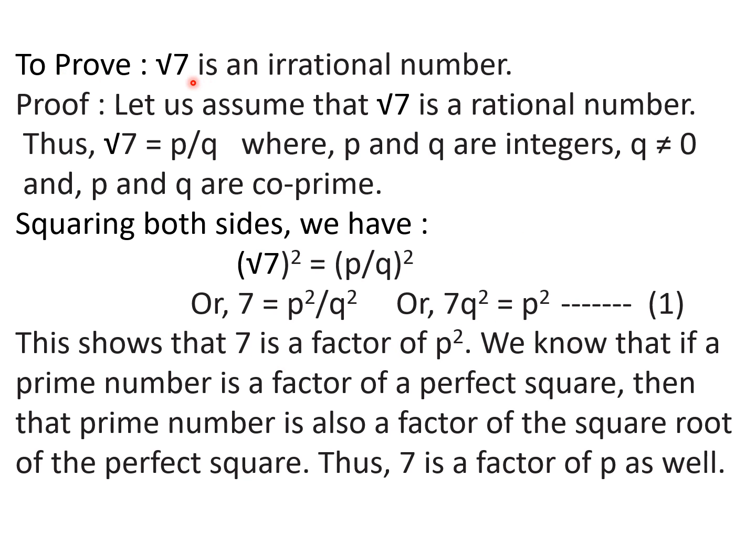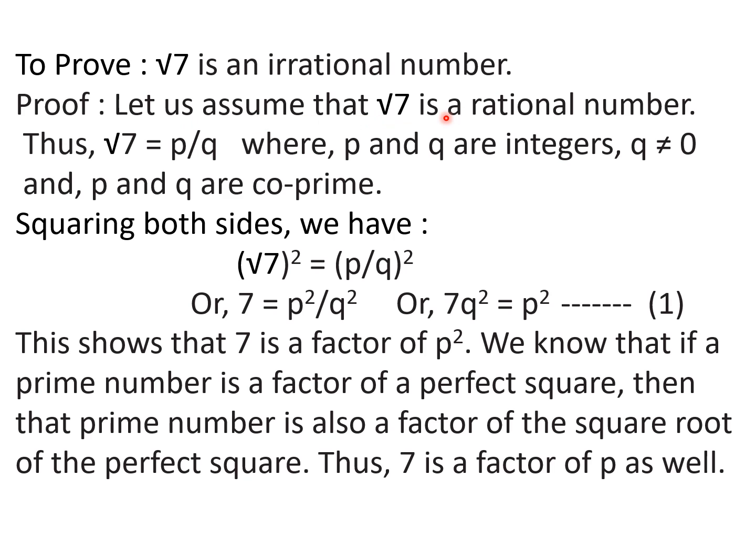To prove under root 7 is an irrational number. Children, under root 7 is just an example. So in place of 7 you can put any prime number: 3, 2, 5, 11, 13, 19, 23, 29. This method, this procedure, this format will apply to any prime number placed within the sign of under root. Remember this, pay attention to this, okay? So let's start it. We will start like this.